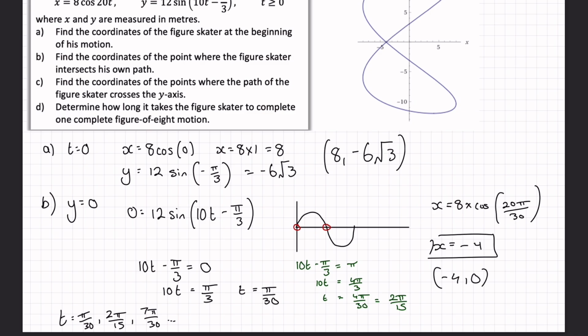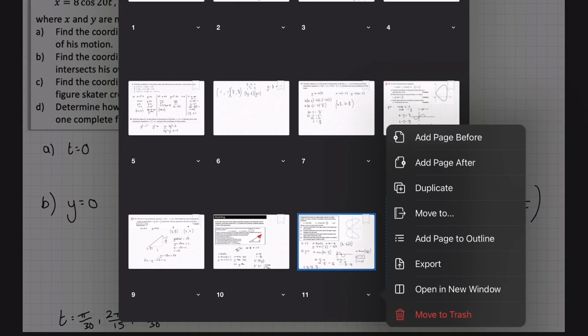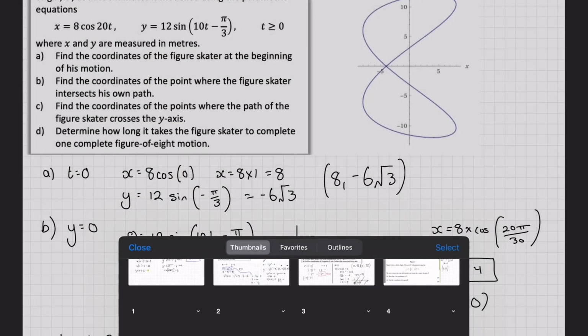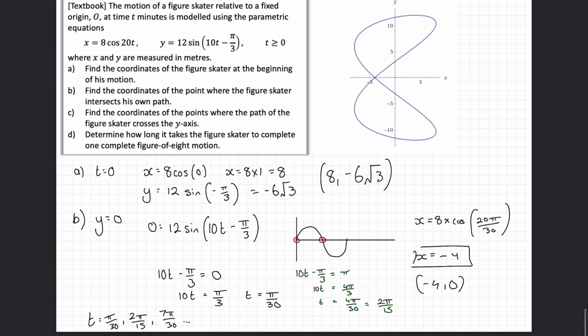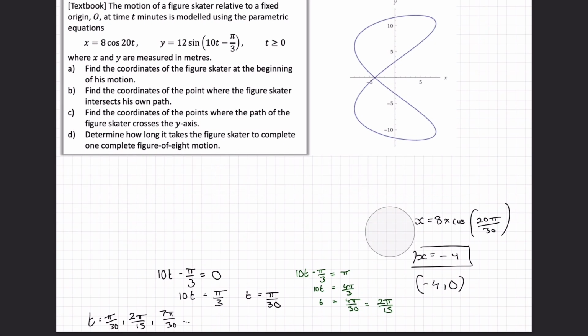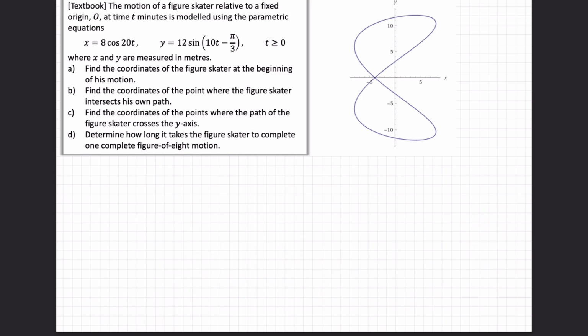Let's duplicate this page now, and let's look at part C and D. So I will just erase that now. Okay, so part C. Find the coordinates of the points where the path of the figure skater crosses the y-axis. So we're looking for these following points here, here, and here. So we can say here that x will equal 0.